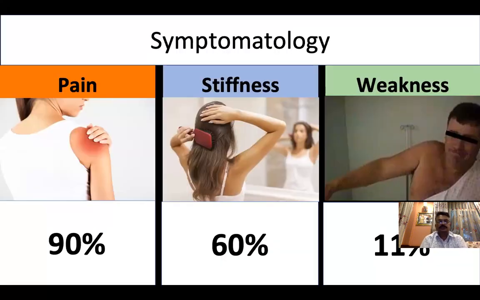Coming to the diagnosis, symptomatology is one of the most important things that we have to look into. 90% of the patients with rotator cuff tear present with pain, 60% present with stiffness. And because of this 60% stiffness, we tend to diagnose them as a frozen shoulder. And the irony is, only 11% of these patients with rotator cuff tear present with weakness of the shoulder. So pain is the primary symptom of rotator cuff tear, followed by stiffness. And the last one, but not the least, is weakness.